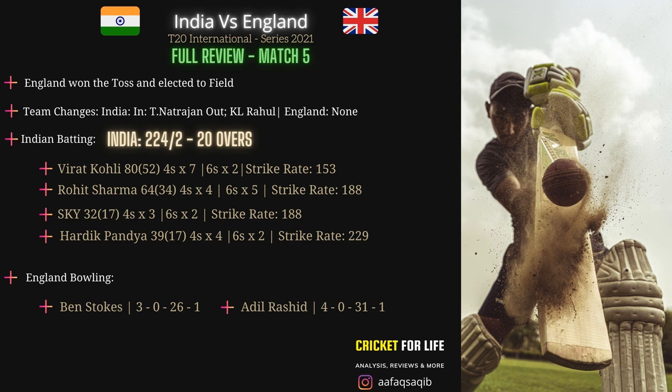Now, this was kind of lacking in the whole series. One opener used to play like 20, 25 deliveries, score a run a ball, and the other used to fail. So this was a clear case of the openers applying themselves and giving a flyer and also setting up a foundation which really helped us reach the target of 224.